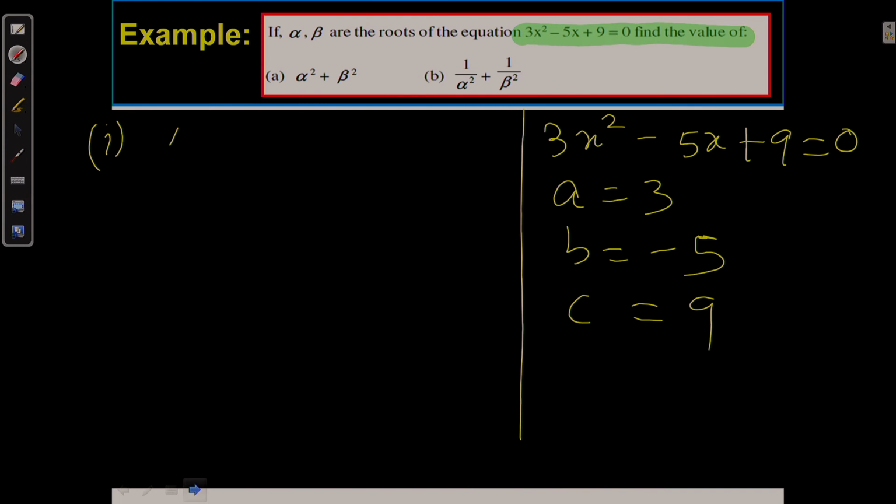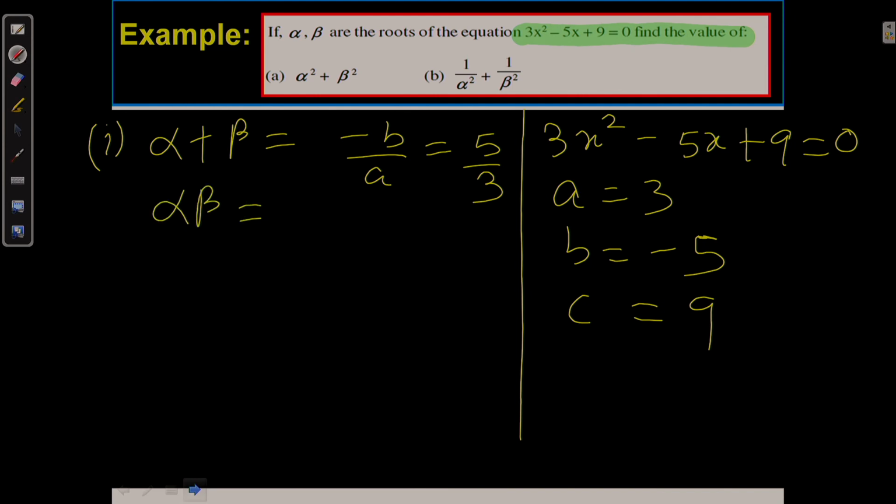when talking about alpha plus beta, we already know that it is minus b by a, minus of minus 5, that is 5 by 3. When talking about alpha beta, you will find c by a. That means 9 by 3, which equal to 3.